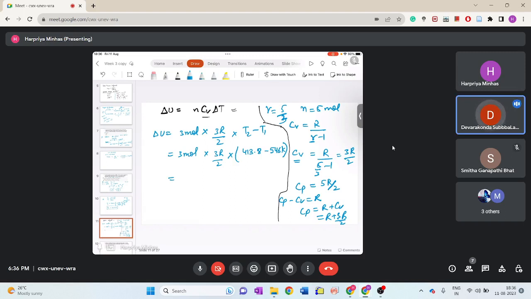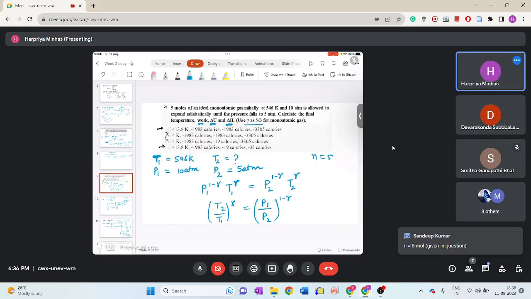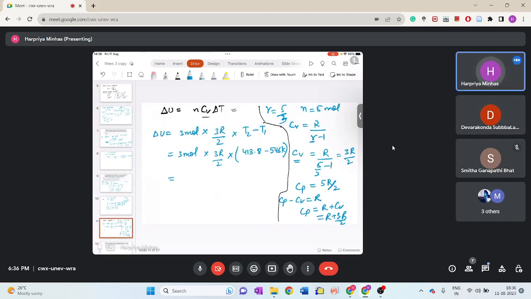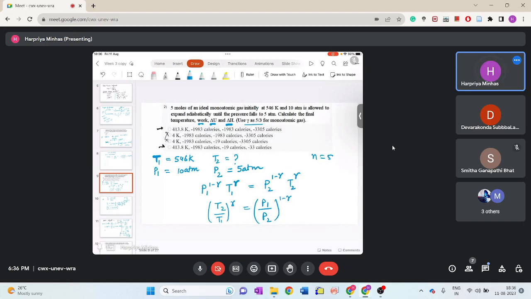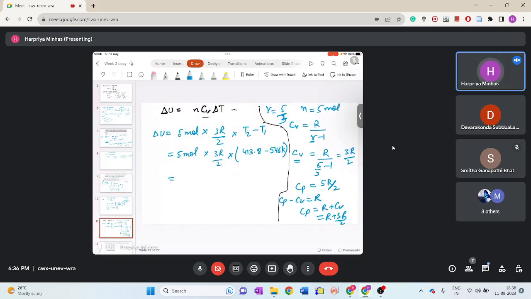Madam, is it 4988.4 joules or 4.98 kilojoules? Let me check the values. Values are given in calories. Madam, you have given n as 5 mole, not 3 mole. Oh, I have written 3 mole, sorry, it's my mistake. It's 5 mole. I mentioned 5 over here and I wrote 3. Okay, yeah, 5 mole. So please use the value of R in calories, since all the values mentioned are in calories, and let me know the value of W.